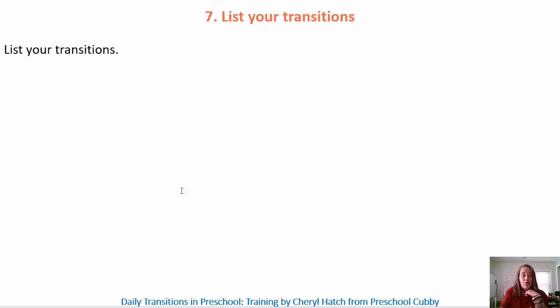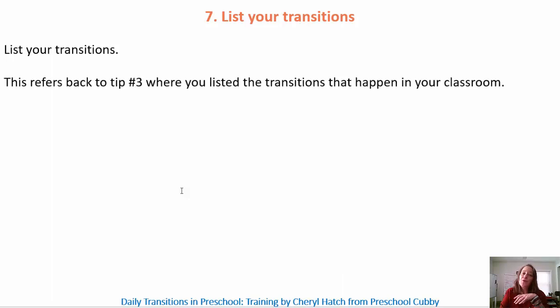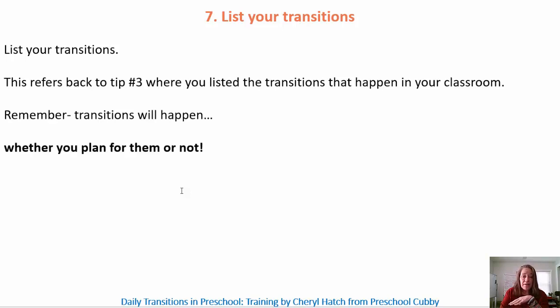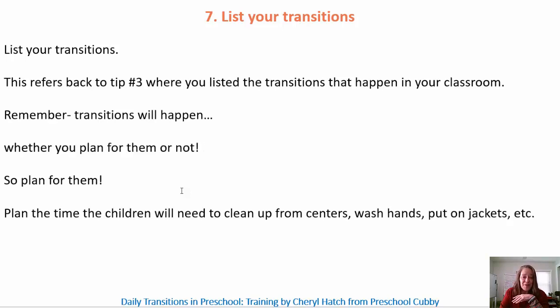Next step, list your transitions. This is where we're going to list out what your transitions are during the day, those in-between times. And this goes back to tip number 3, where you listed the transitions that happen in your classroom. And again, remember, they're going to happen whether you plan for them or not. So plan for them. Put them in your schedule.